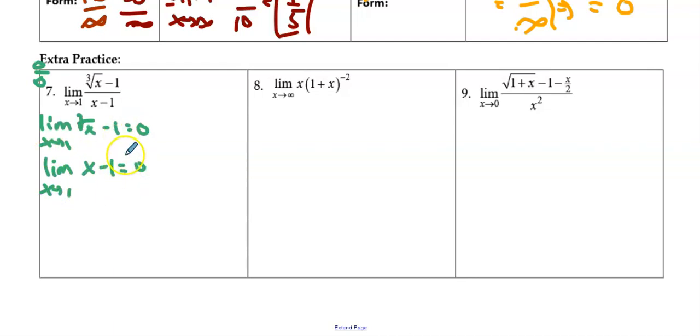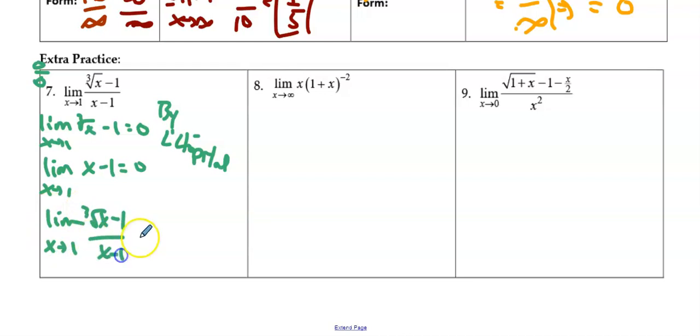So again, this is only if you're on an FRQ on the exam. And then you would say by L'Hopital, you can say that this limit here, the cubic function one, is equal to the derivative of the top and the bottom. So remember, this is just x to the 1/3 power, right? So this is going to be 1/3 x to the negative 2/3 power. And this is going to be equal to 1.